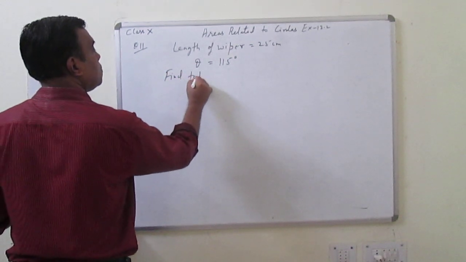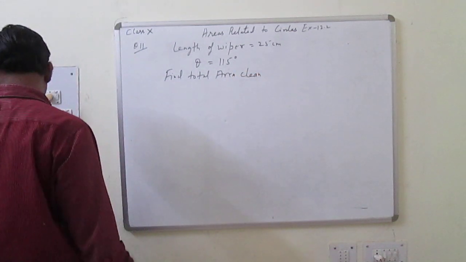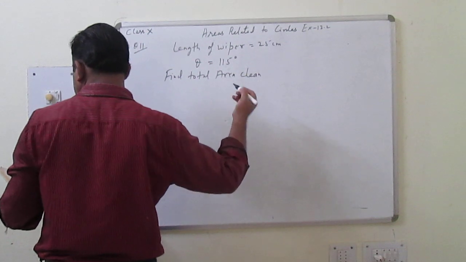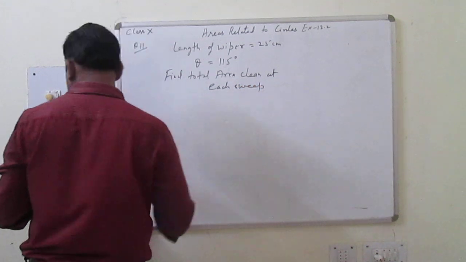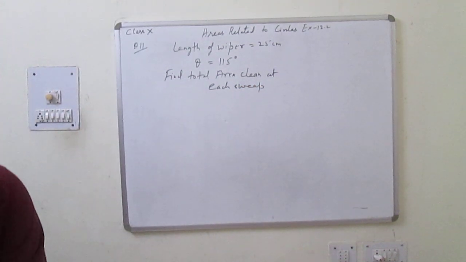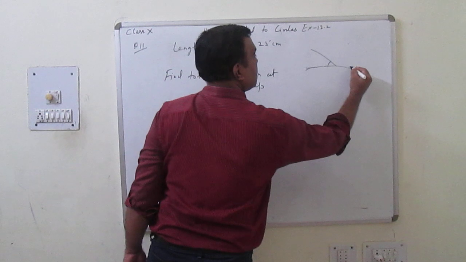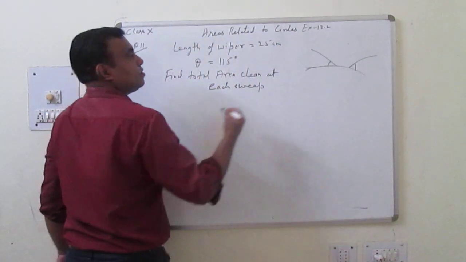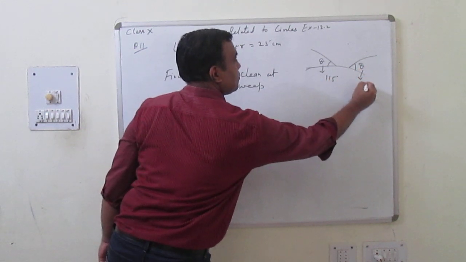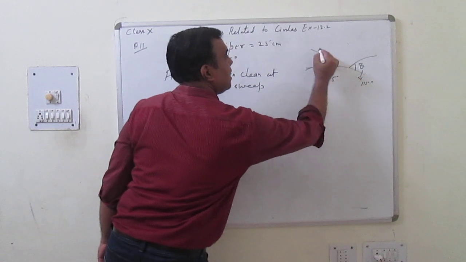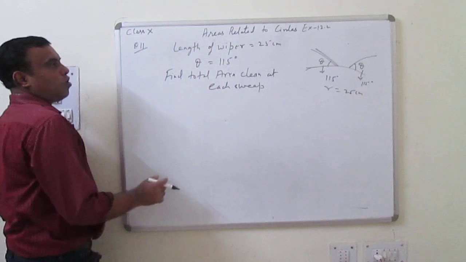Find the total area cleaned at each sweep of blades. This is a car mirror. One wiper makes this angle and one wiper makes this angle. So here theta is given to you, 115 degree, and the length of this blade R is equal to 25 centimeter. So how much area is cleaned?